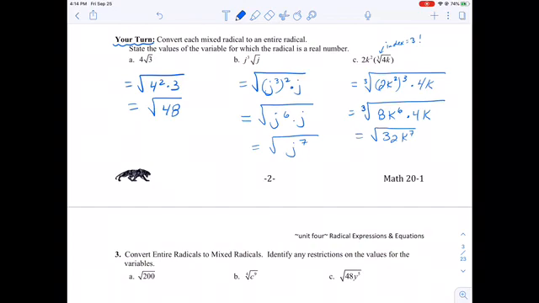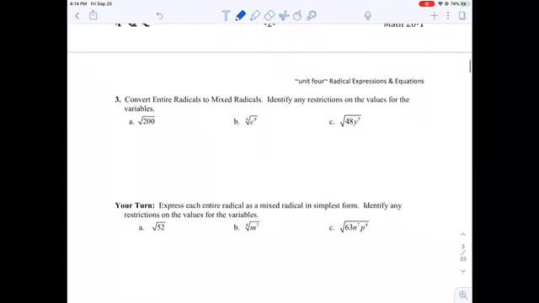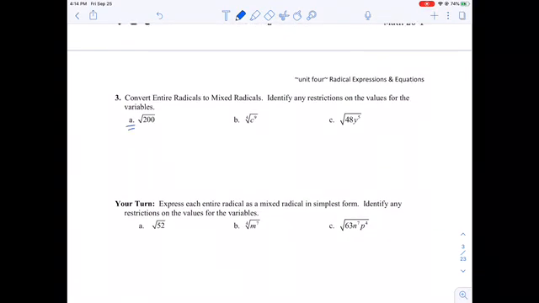Okay, so hopefully you were able to get the same answers here. If you need to pause the video and check your work, that would be great. And now let's move on to number 3. Convert entire radicals to mixed radicals. Identify any restrictions on the values for the variables. So this first question, 3a, there are no variables, so I don't have to worry about the restriction component here.